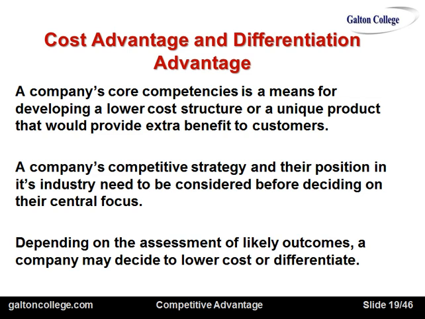Depending on the assessment of likely outcomes, a company may decide to lower cost or to differentiate. So, having looked at the market, having looked at it critically, the business may decide to continue with the product but cut its price. Engage in activities which will lower costs and which will enable it to cut the price in the market, or to differentiate the product. Keep the product going but add new functionality, change the product in some way which makes it more attractive.